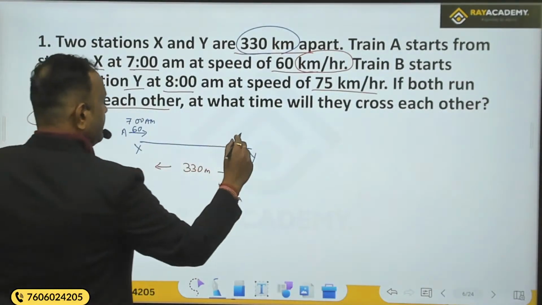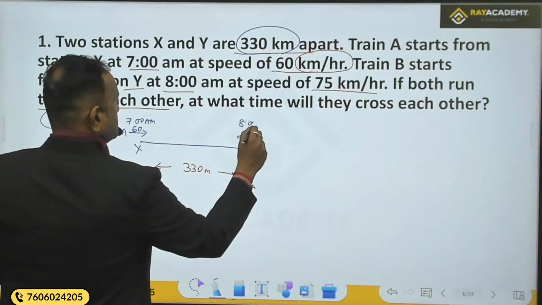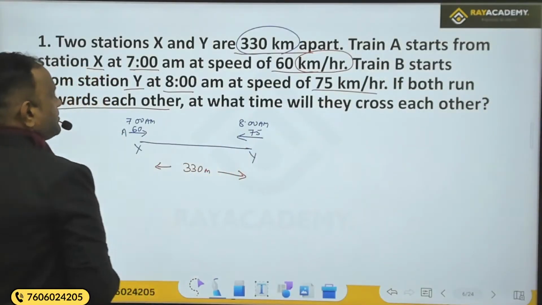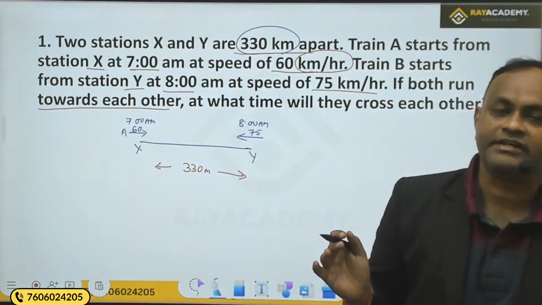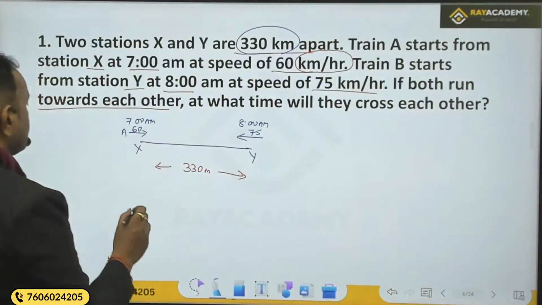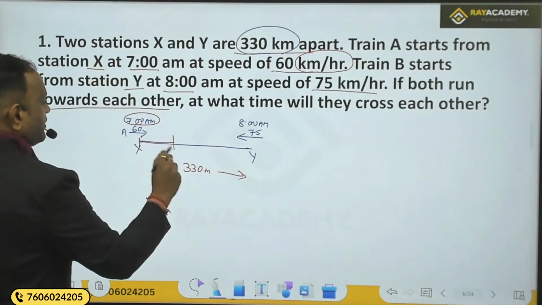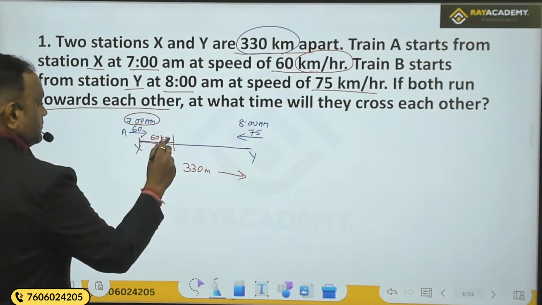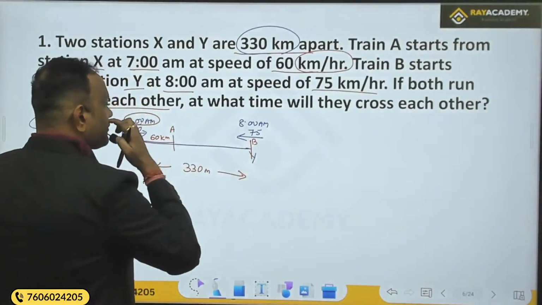Okay, and train B starts from Y at 8 am at a speed of 75. Then the question asks, at what time will they cross each other? Now, train A starts at 7 and train B starts at 8, so we look at the position at 8 am. At 8 am this train has traveled 1 hour, and train B is yet to start.